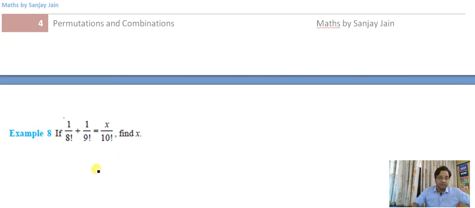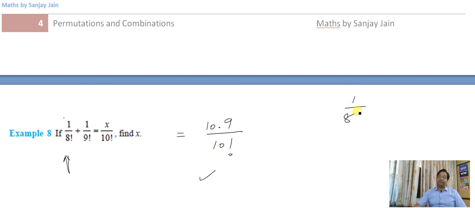Look at this one, 1 by 8 factorial, 1 by 9 factorial, and then x by 10 factorial. So can I write the left hand side as 10 into 9 divided by 10 factorial? This 8 factorial, can I write it as this? Think about it for a moment. Then you will understand why I am doing that. But first of all, think about it.